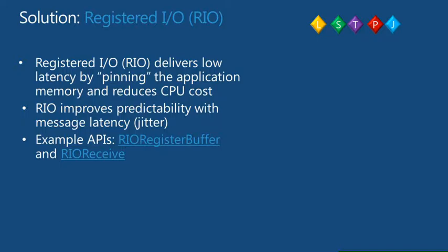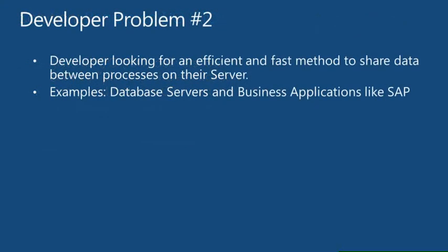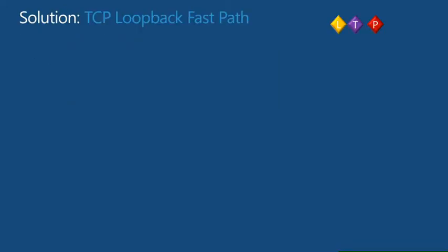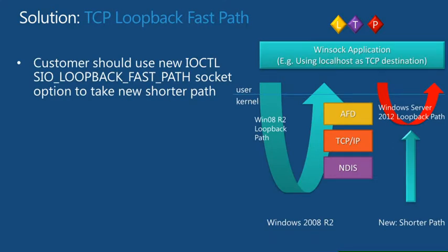I've listed a couple of APIs that you could use for this. For people who are interested, you could take a look at the slide deck and go read more about these APIs. The second developer problem that I wanted to talk about was sharing messages between different processes that are running in your system, right? A lot of you are familiar with RPC or shared memory. And we also have TCP loopback in Windows 2008 R2. I'll tell you what has changed in this specific feature.